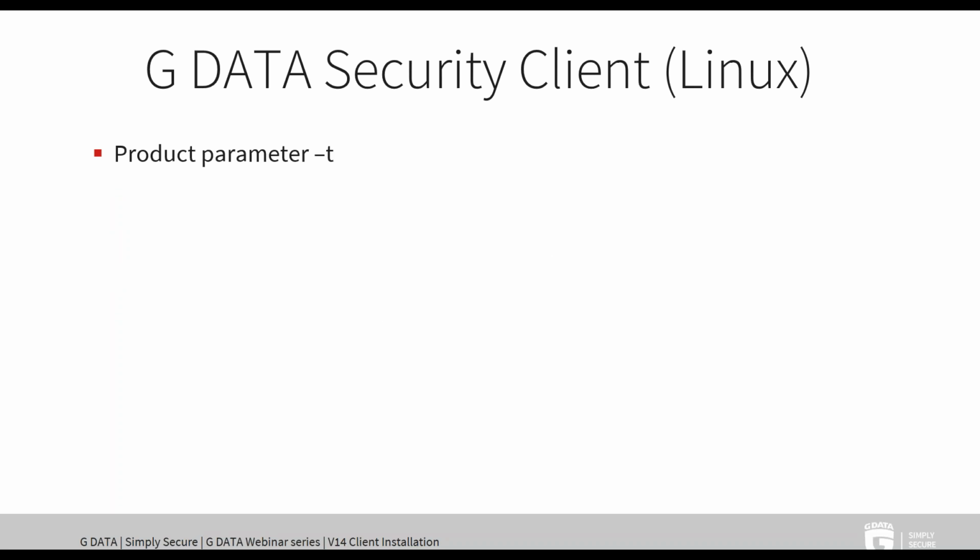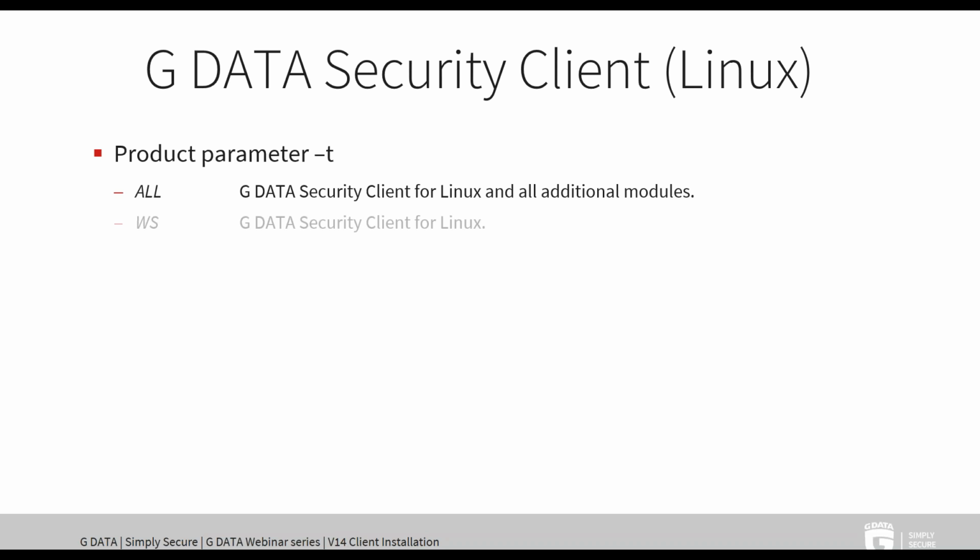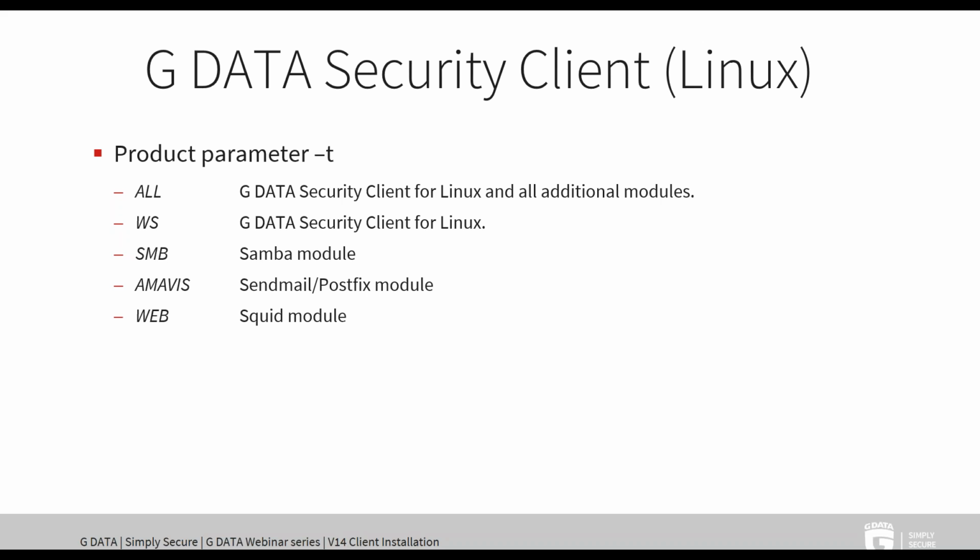There are a few parameters that need to be covered in here. So there are 5 different things that might appear. If you want to install all the additional modules, you just type in the product parameter all. WS if you only want to install the security client for Linux. SMB for the Samba module. Mavis if you want to install the sendmail or postfix module, and web if you only want to install the Squid module.